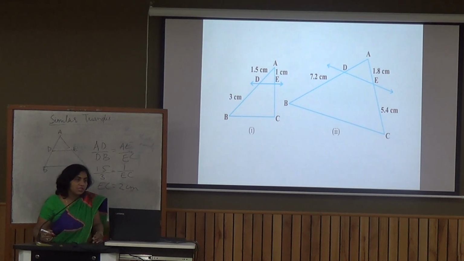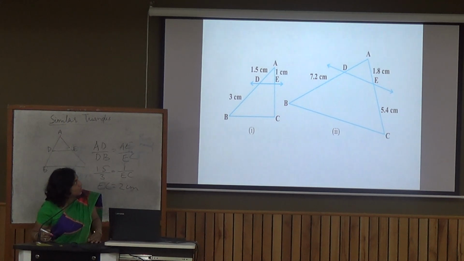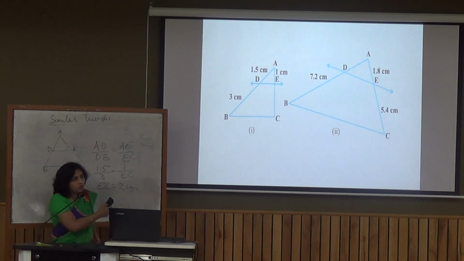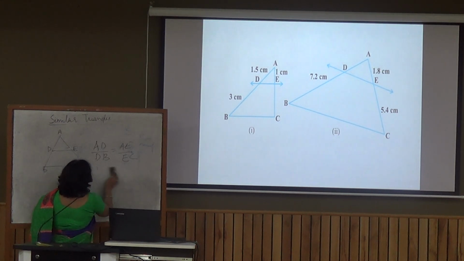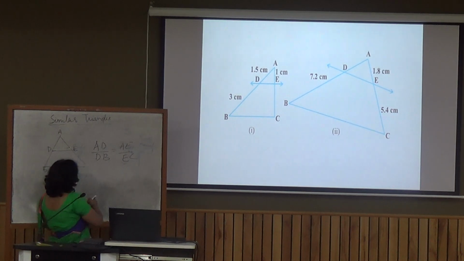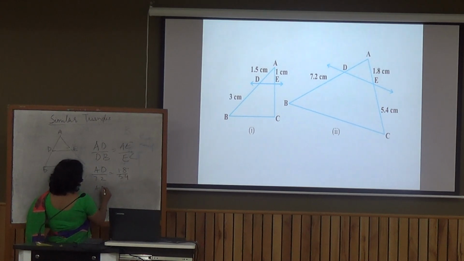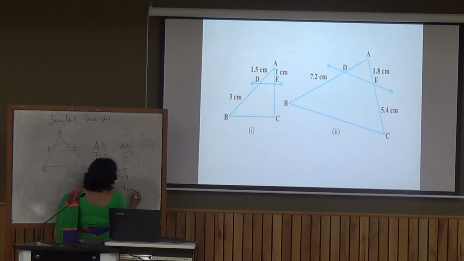Similarly, if we look at the second figure where we have to calculate AD, DB is given as 7.2, AE is given as 1.8 centimeter, and EC is given as 5.4 centimeter. Putting all the values in the basic proportionality theorem, we get the value of AD. And we get AD as 2.4 centimeter.